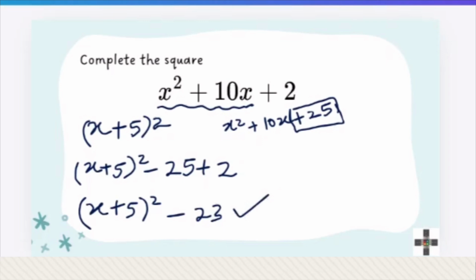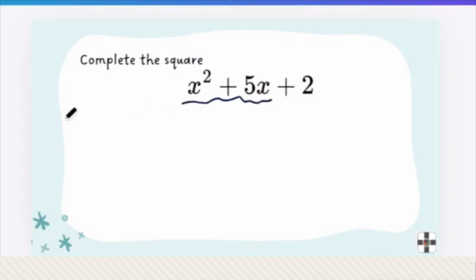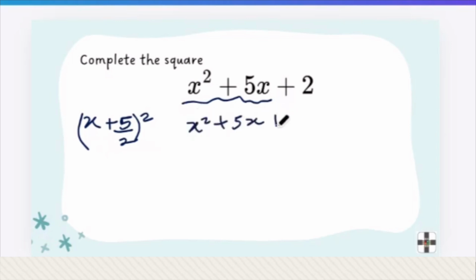Let's have a look at another example. Here I've got to complete the square for x squared plus 5x plus 2. If I consider the first two terms here, I can put them in the bracket x plus 5 over 2 squared. And if I expand x plus 5 over 2 squared, I'm going to have x squared plus 5x plus 25 over 4.